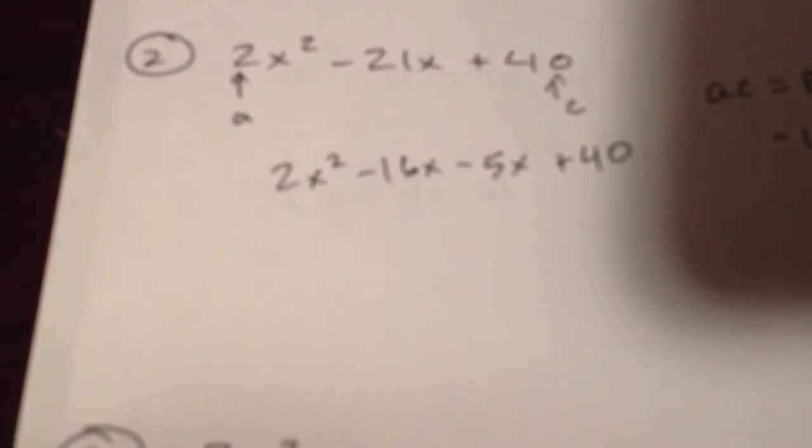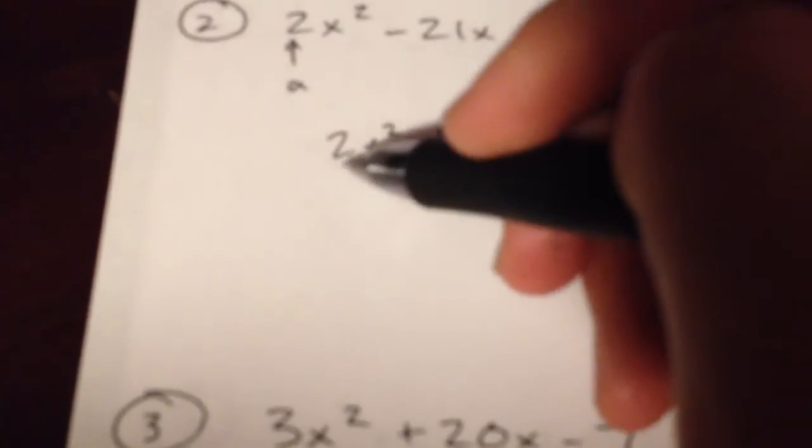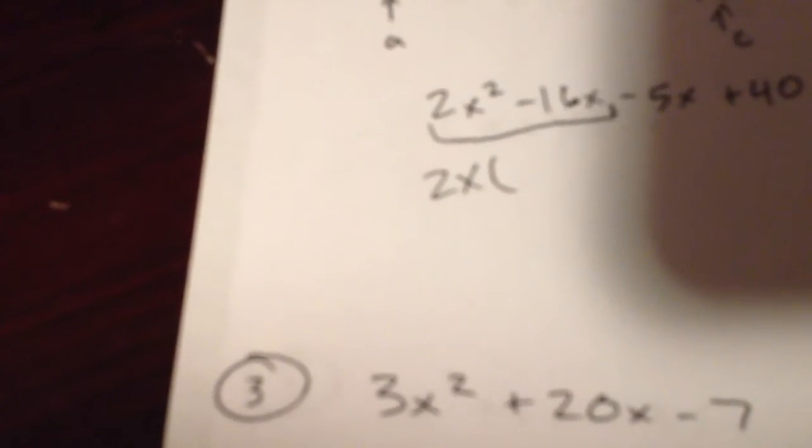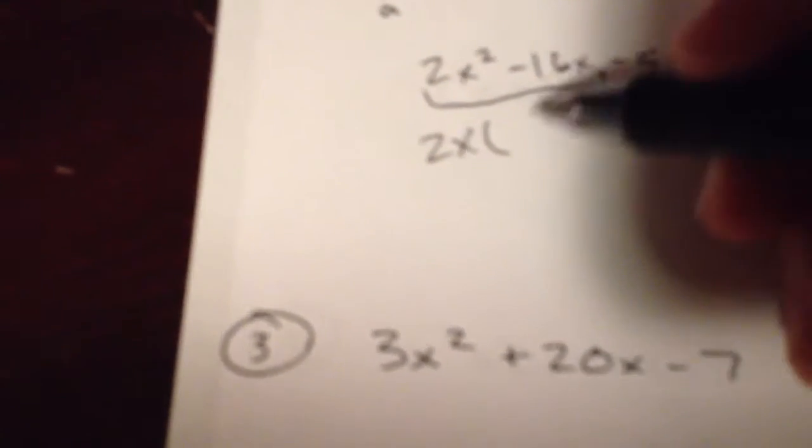So over here I write 2x squared minus 16x minus 5x plus 40. I group the first two together. They're both multiples of 2, and they both have an x. When I divide both terms by 2x, I'm left with 1x minus 8.